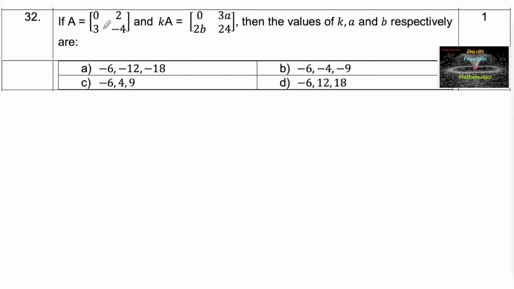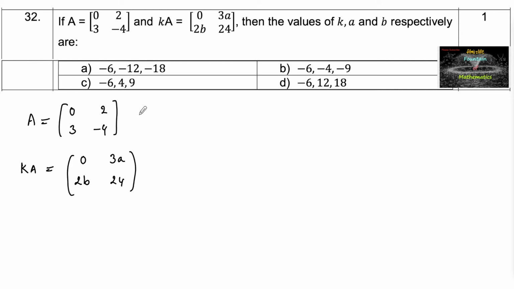If A is equal to the matrix [0, 2; 3, minus 4], and kA is equal to [0, 3a; 2b, 24], where k is a scalar constant, then the values of k, a and b respectively are given. A is equal to the matrix 0, 2, 3, minus 4, a 2 by 2 matrix, and then kA is equal to 0, 3a, 2b and 24.